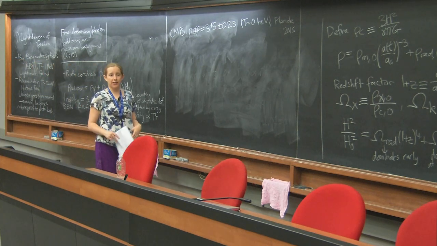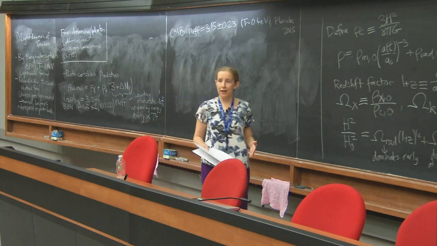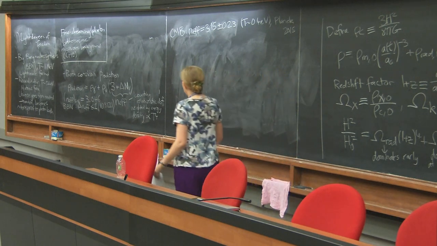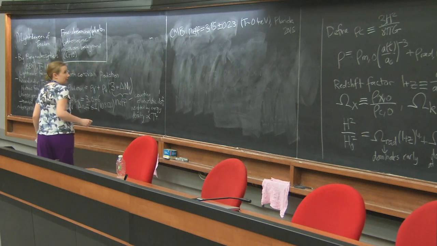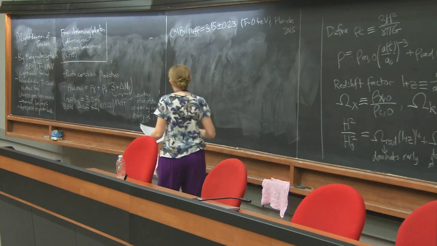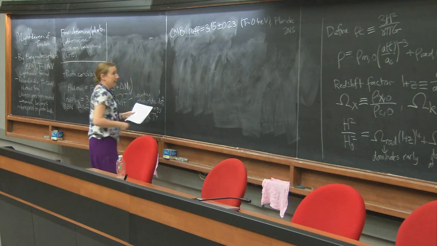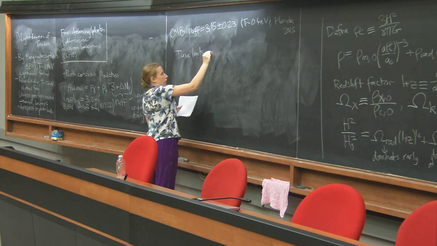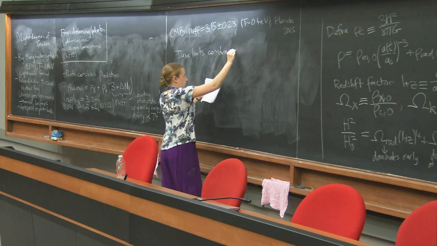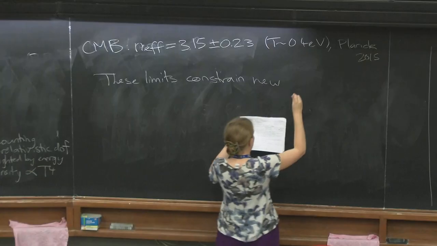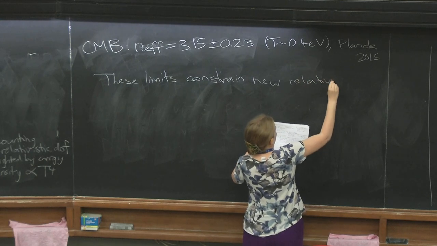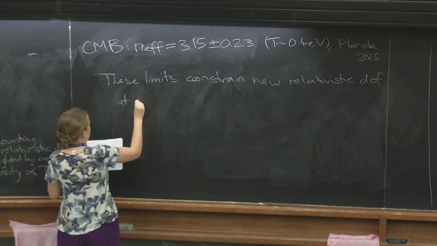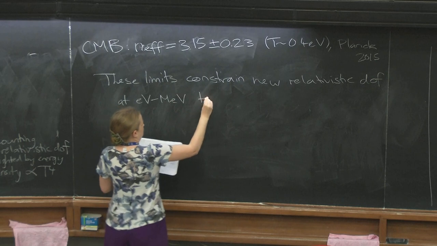However, if those particles subsequently decay away or annihilate away and produce standard model particles, photons or neutrinos, then that can change the effective energy density of photons or neutrinos for purposes of the CMB, for purposes of this constraint that occurs at later times. So the bottom line here is that these limits constrain new relativistic degrees of freedom at eV to MeV temperatures.